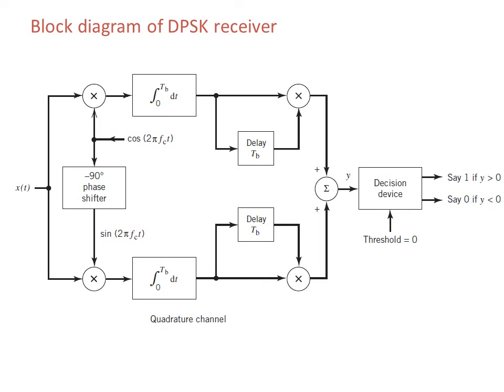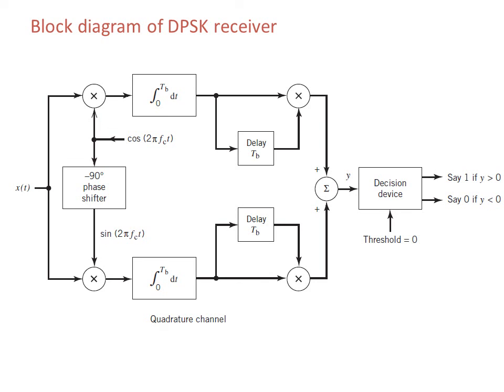For the decision device, the threshold value considered is 0, and the input to the decision device is y, the addition of the in-phase component and quadrature component. It is represented as y here. Now if the value of y is greater than 0, then the received bit is considered as 1, and if it is less than 0, then it is considered as 0.